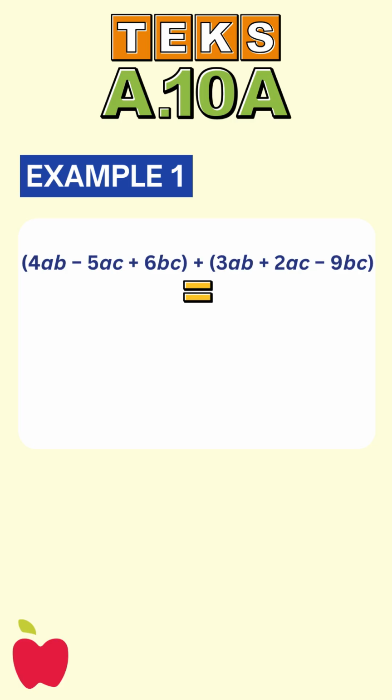Let's try an example. Open parentheses, 4ab minus 5ac plus 6bc, close parentheses, plus, open parentheses, 3ab plus 2ac minus 9bc, close parentheses. First, remove the parentheses. 4ab minus 5ac plus 6bc plus 3ab plus 2ac minus 9bc.